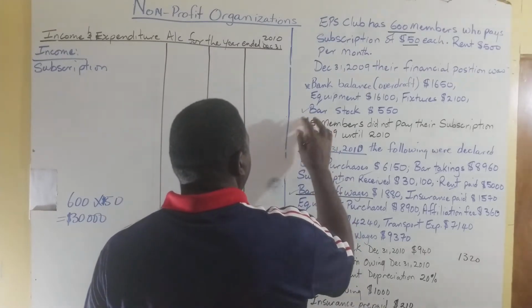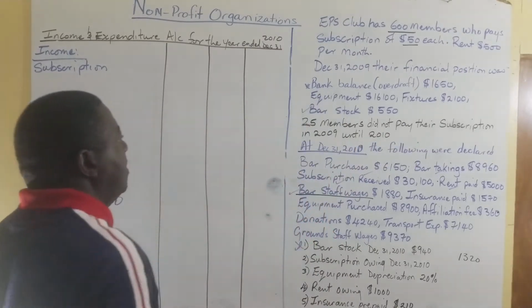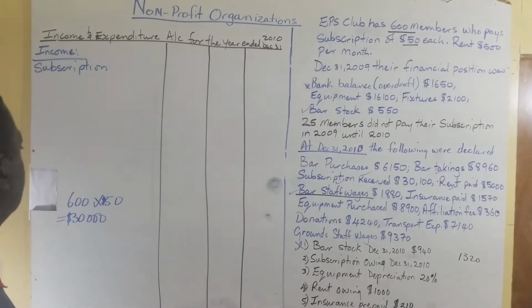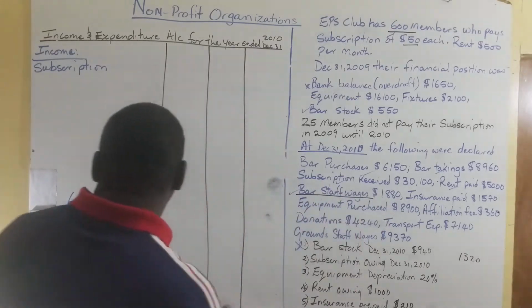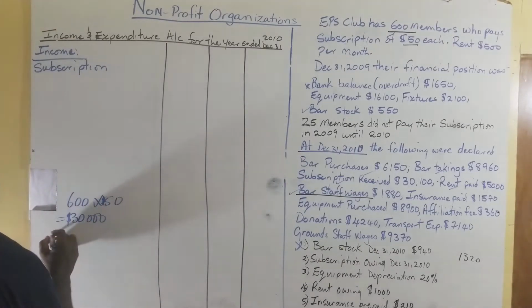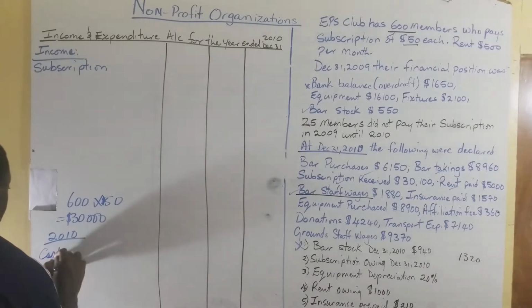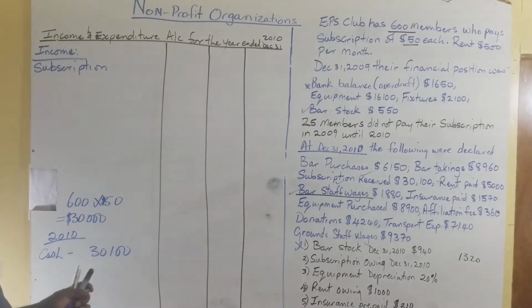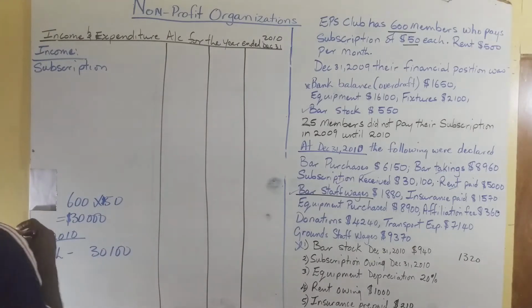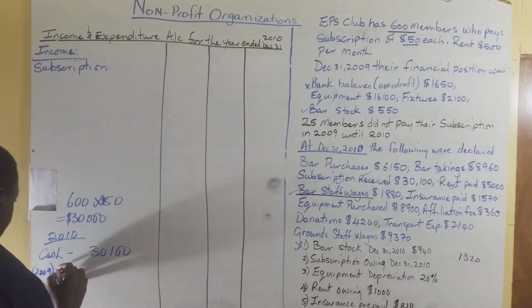Now, what we have realized is that 25 of the members did not pay. They were owing. There were 25 members who were owing subscription in 2009, right? So let's treat with it. What subscription did we receive for 2010? The subscription amount of money we receive in terms of cash is 30,100. In this 30,100 is a portion that is coming from 2009 that was owing, right?